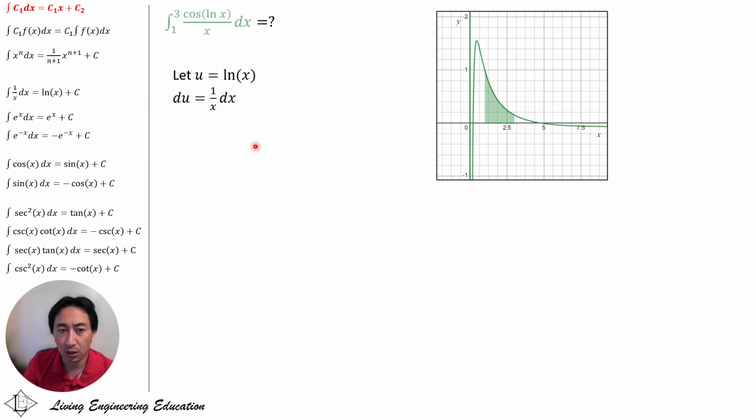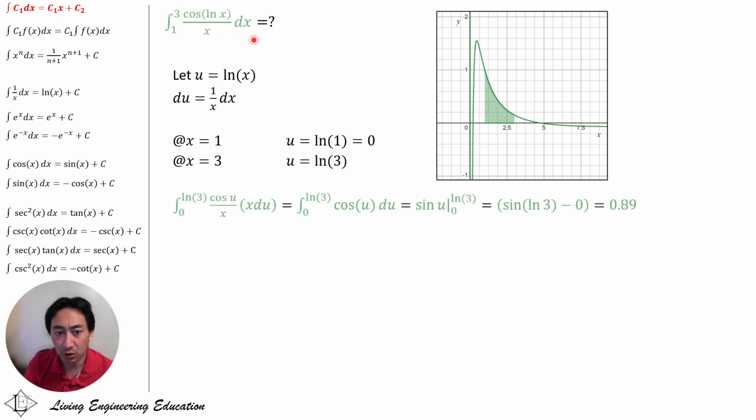Then we need to apply the limits 1 and 3. What's the natural log of 1? It's going to be 0. And the natural log of 3 we'll just keep as natural log of 3, and then we'll plug it into the calculator at the end so that we don't have any rounding errors. All right, so I have my u value, my du value, and my upper and lower limits for u. So I'm going to do a substitution for this integral, and then we'll solve it.